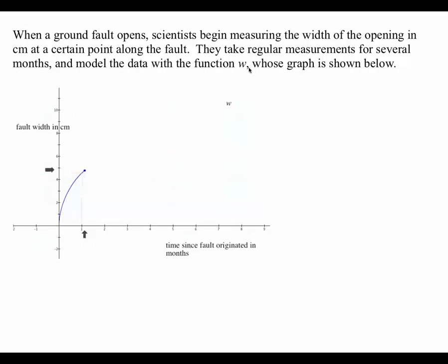So, here's our situation. We've got a ground fault that opens at a certain time, and then the scientists start measuring at a certain point on the fault the width in centimeters over several months. And this is showing up to 9 months. Okay?